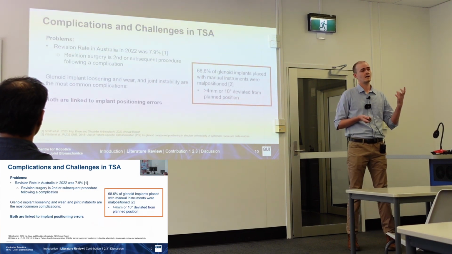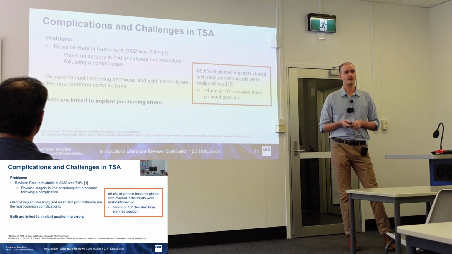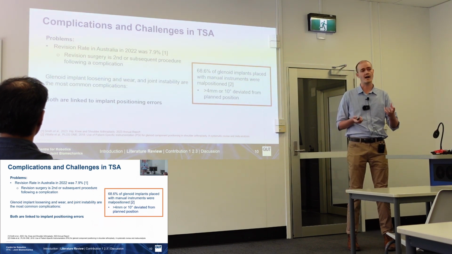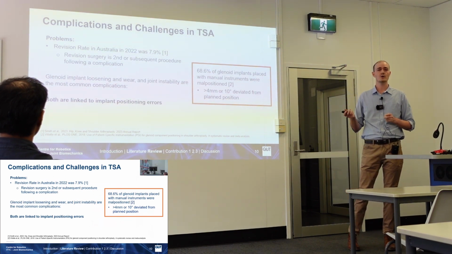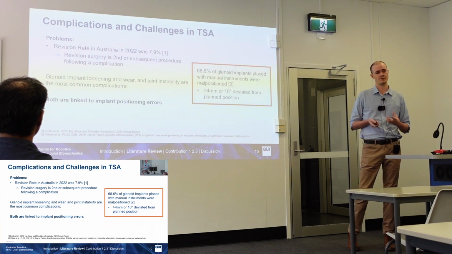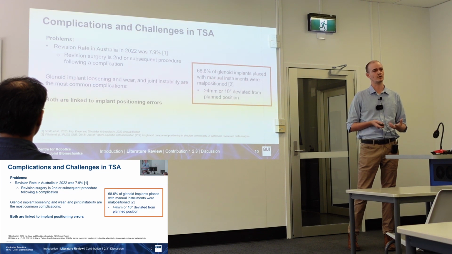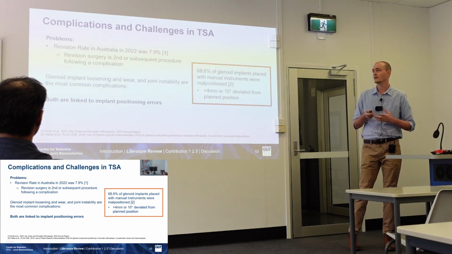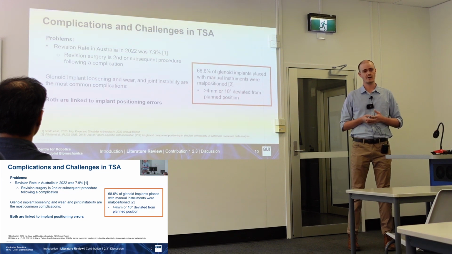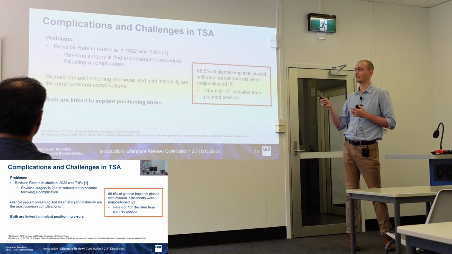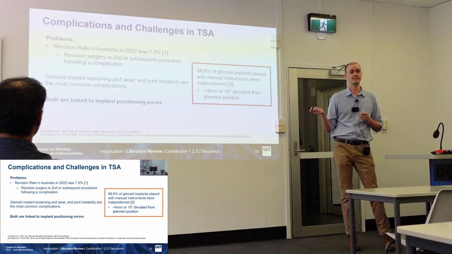Generally speaking, patient outcomes following total shoulder arthroplasty are pretty good, but there are still some problems. At the moment, we have about an 8% revision rate. What that means is that in Australia, 8% of all of these surgeries that are performed are a second or subsequent procedure because of a complication, because something didn't quite go right in the previous surgery. The two most common causes for complications are glenoid implant loosening and wear and joint instability.